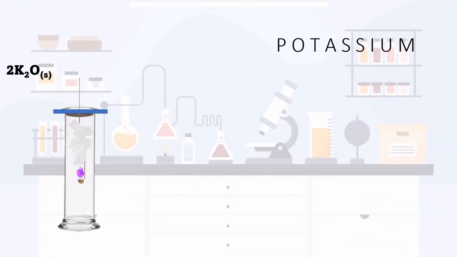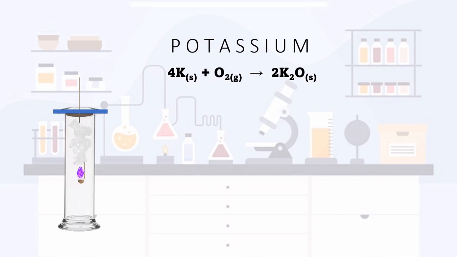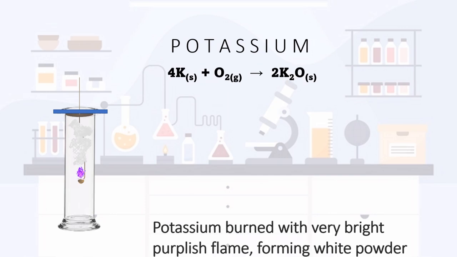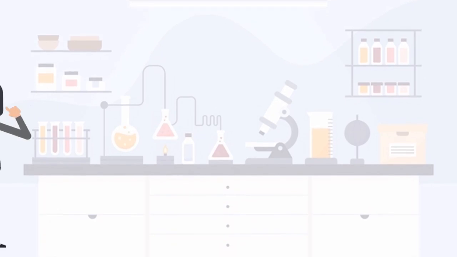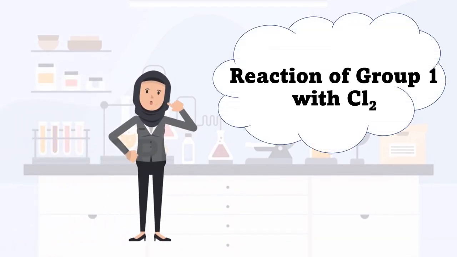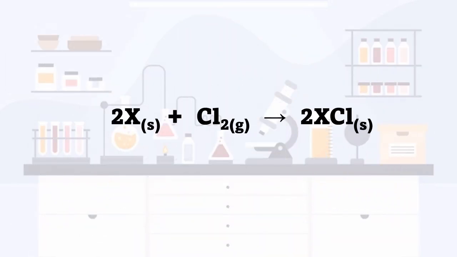When potassium reacts with oxygen, it will produce potassium oxide. Potassium burns with a very bright purplish flame, forming white powder immediately after reaction. And lastly, the reaction between group 1 and chlorine gas. When group 1 reacts with chlorine gas, it will produce white metal chloride.